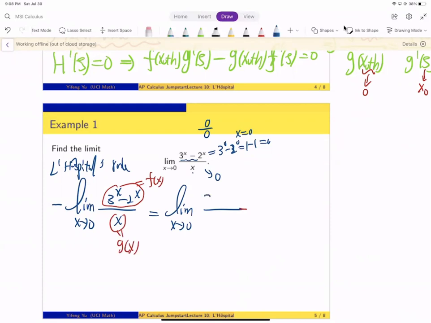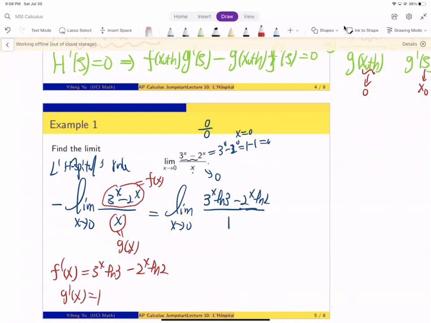This will be 3^x log 3 minus 2^x log 2 over 1, right? Because the derivative of this is 3^x log 3 minus 2^x log 2, and g prime of x is just equal to 1. Now you see this is good because it's just 1. And as x goes to 0, this goes to 1, and this also goes to 1. So eventually you get log 3 minus log 2. Okay, so here's a simple example where we can apply L'Hopital's rule.